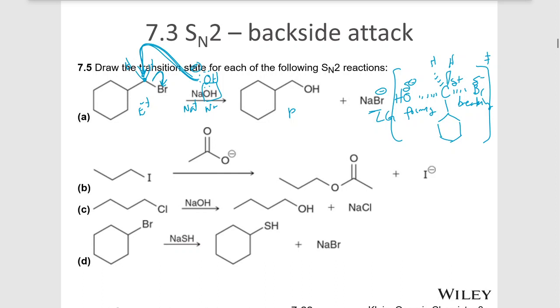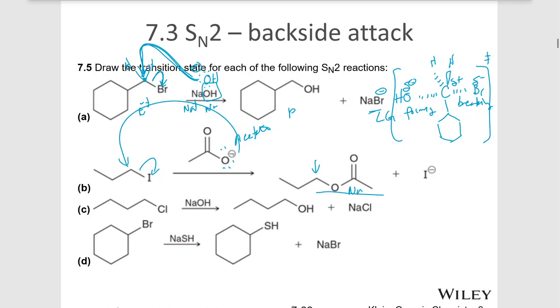For this next reaction, this nucleophile is called acetate. It's the counter ion to acetic acid, the conjugate base of acetic acid. So that acetate anion can act as a nucleophile, attacking the alpha carbon on the iodine, kicking out the iodine, giving us this product. So here's our alpha carbon, and now we have what was the nucleophile attached as a substituent.